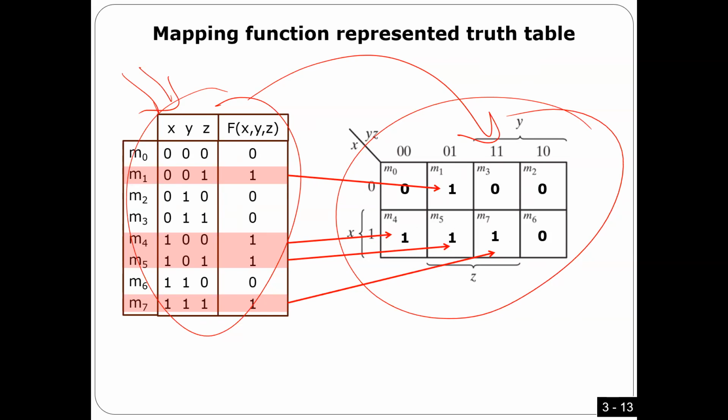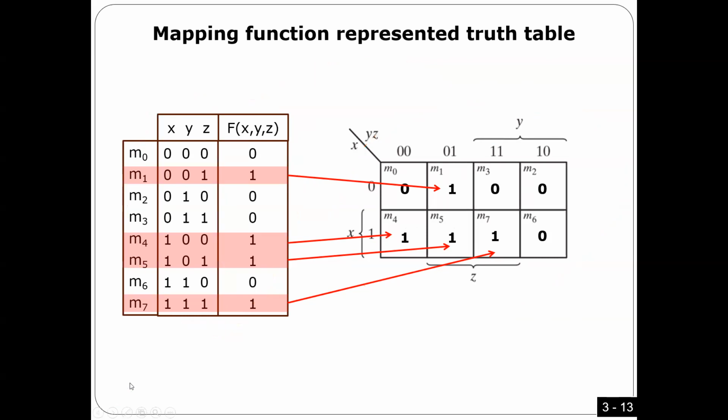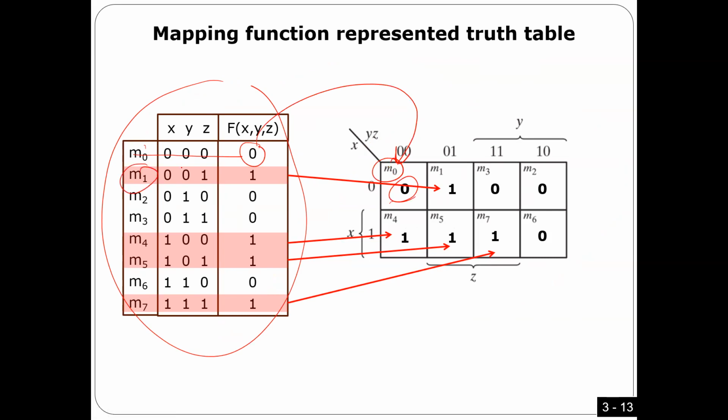Is that okay? So if I give you a truth table like this one, very easy. This is M0. M0 is 0. So in the cell of M0, I have to put 0. Very easy. M1 is 1. So in the cell of M1, I have to put 1. Very easy. M2 is 0. Or row number 2, or minterm 2, is 0. I'm going to put 0 here in M2, and so on. Very easy. So this is similar to what I did before. Any questions?